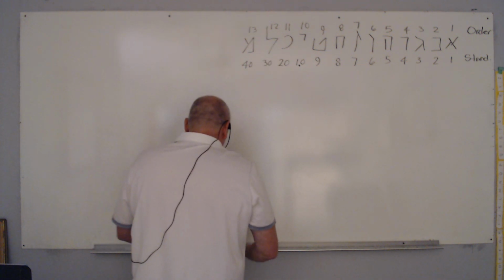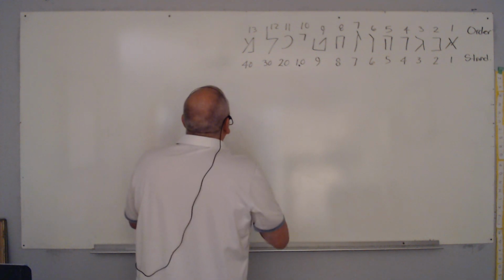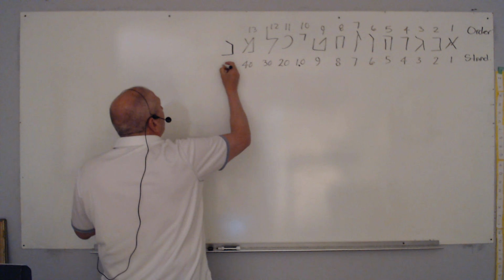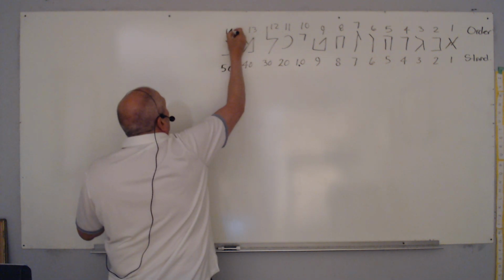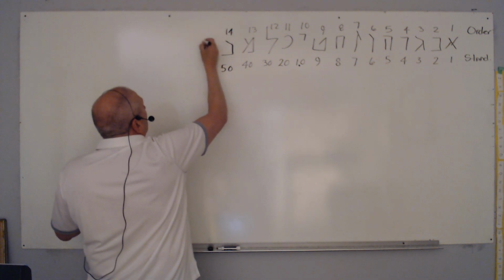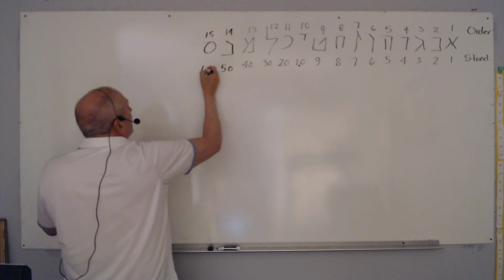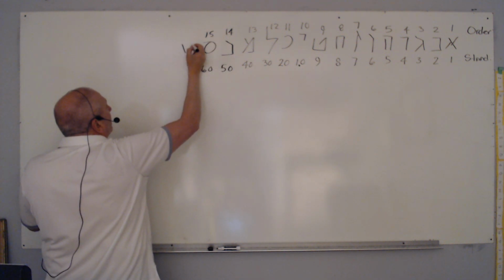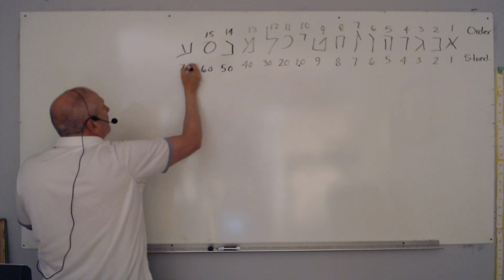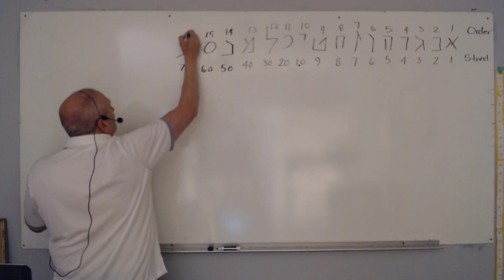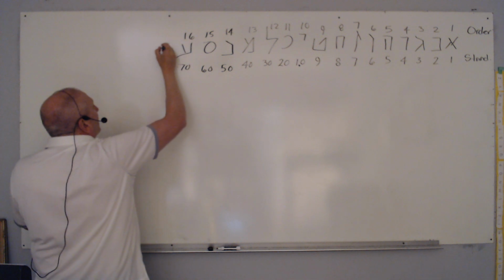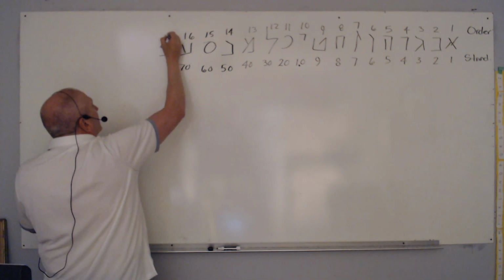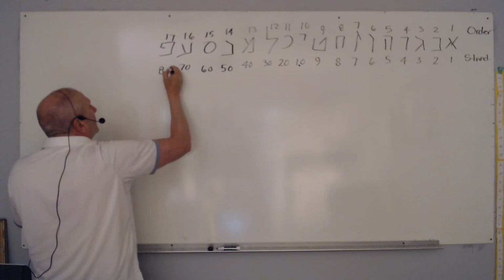Mem, and we have Nun, that's 50. 14, Samech, 15, 60. Ayin, 70, 16. Pay, that's 17, 80.